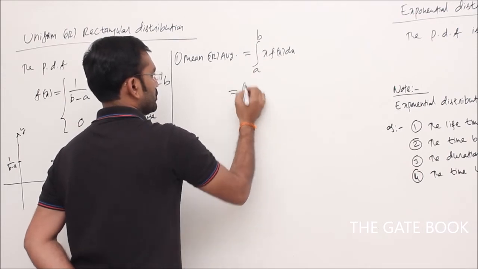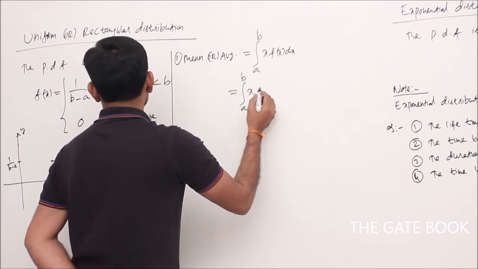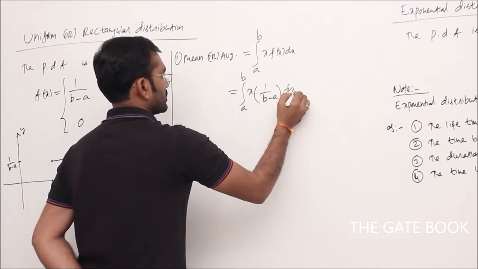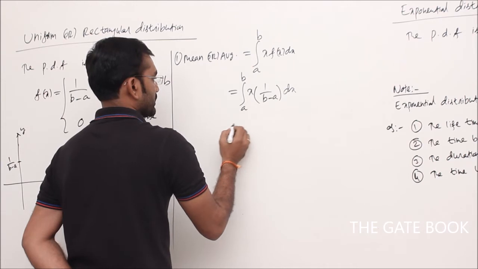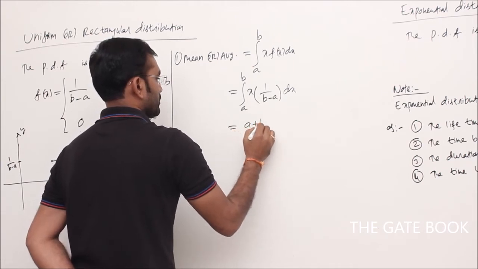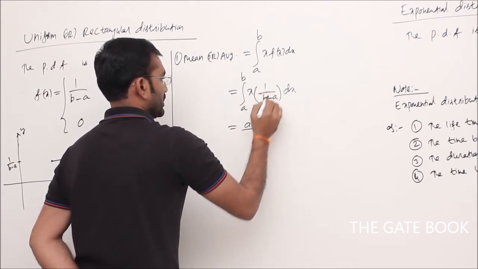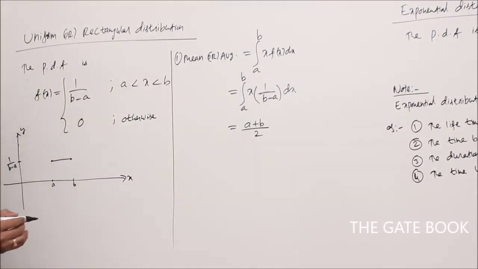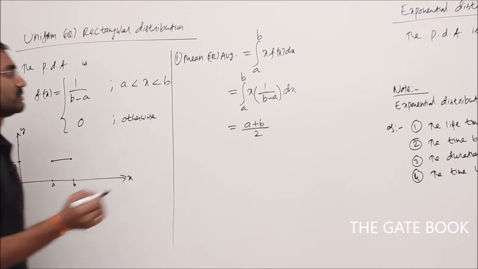So integral a to b x into f of x, where f of x is 1 by b minus a, into dx. If you simplify and integrate that, you get a plus b by 2. That is the mean value or average of uniform distribution.